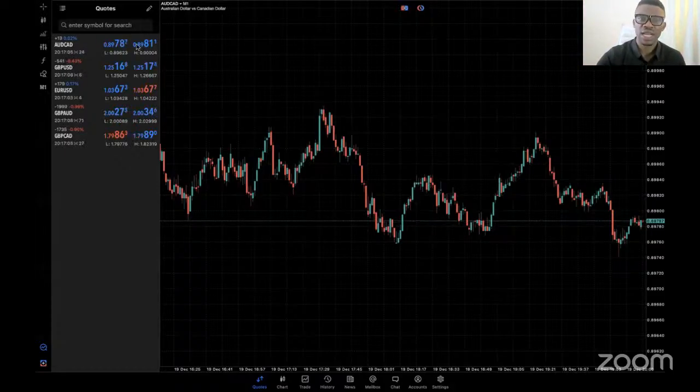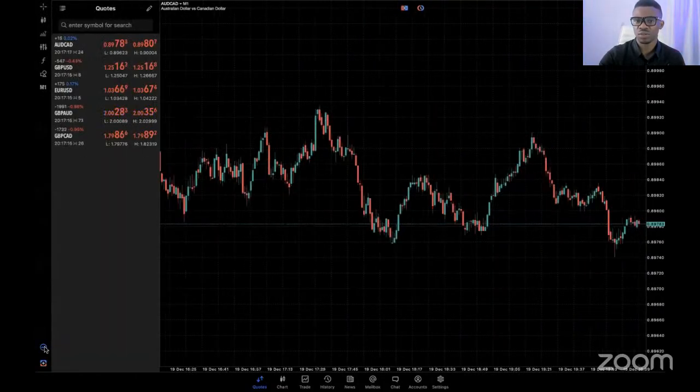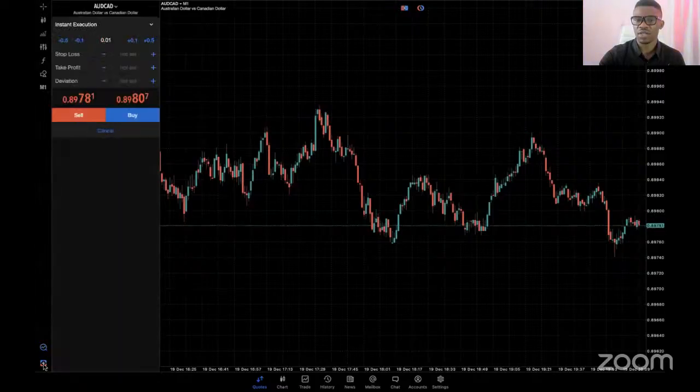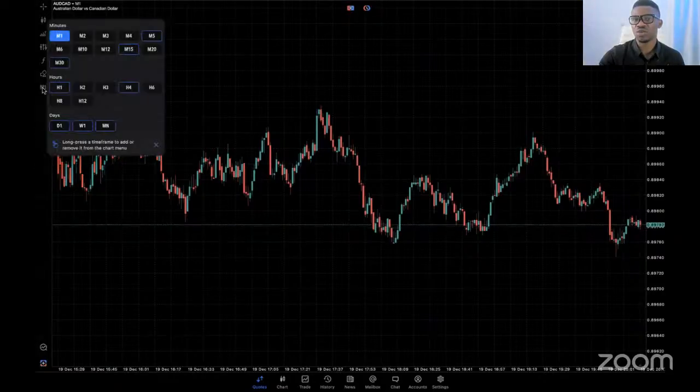On the left-hand side, we have the quotes. That quote is controlled by this particular icon here. Then the one down here is the icon that controls the trigger: the buy trigger, sell trigger, lot size. It's controlled by this icon here. Then this icon here controls the time frame.